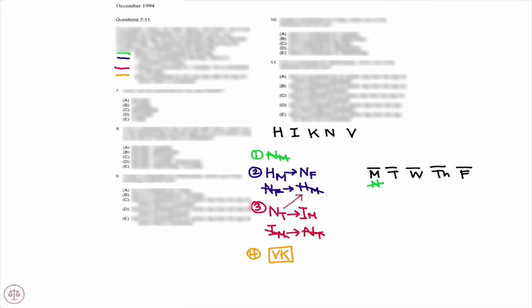Alright, so we know from that since Victor is immediately before Kate, Kate cannot come on Monday, because then where would Victor go? Likewise, Victor can't be on Friday, because then where would Kate go? Alright, so now that we have our base and our rules and our deductions down, let's go ahead and go to question number 7.